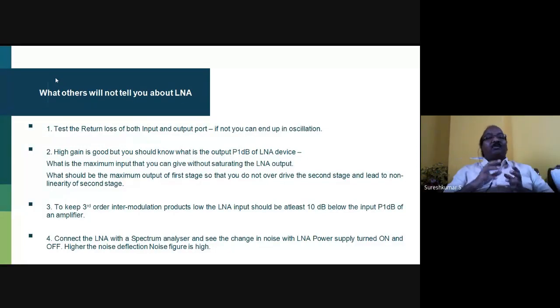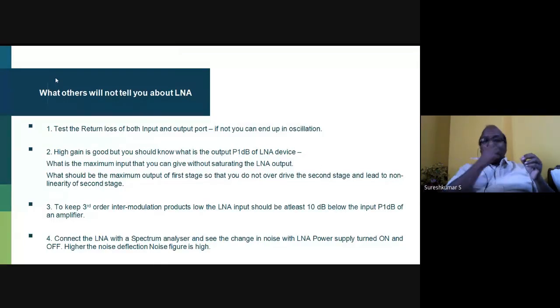So better to ensure that the S11 of the antenna is very good, so that it matches the feed and the polarizer very well. Okay. And don't ignore the S22, because S22 is important for how it interfaces with the subsequent gain stages or the subsequent systems. Second one is, yes, we try to increase the gain of the LNA.